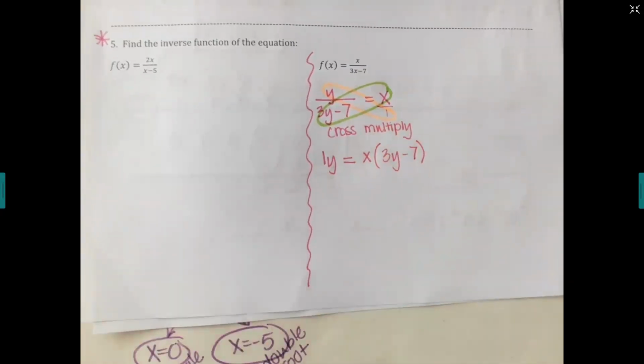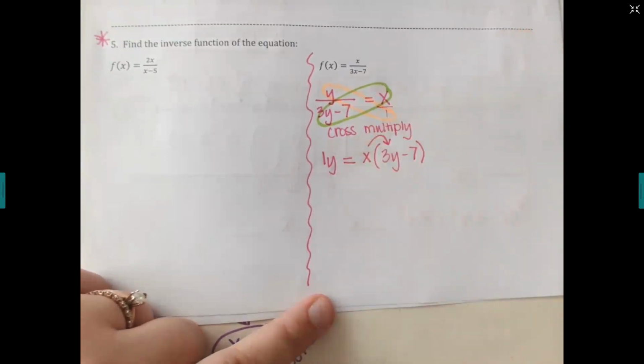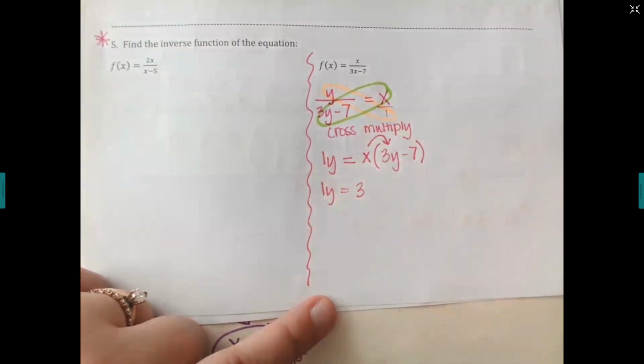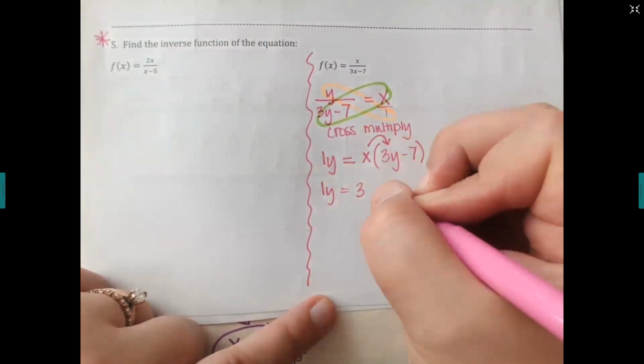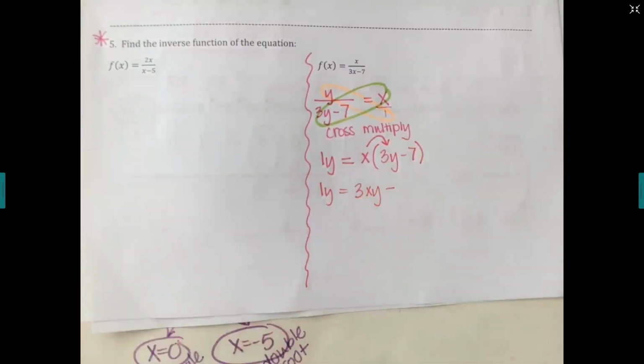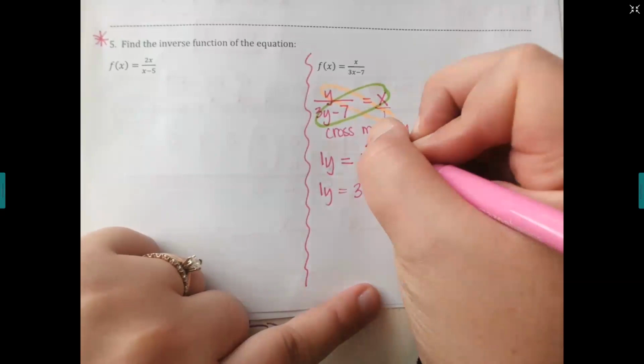Okay, eventually we need to get our y's onto the same side. But I can't do that if those parentheses are there. So let's distribute the x. What is x times 3y? 3xy. And then what about the x times the minus 7? Plus or minus? Okay, so minus 7x.